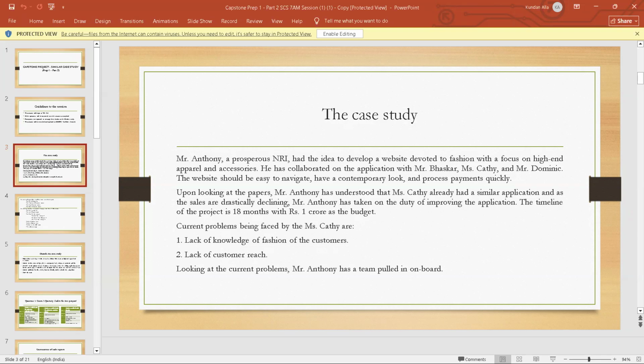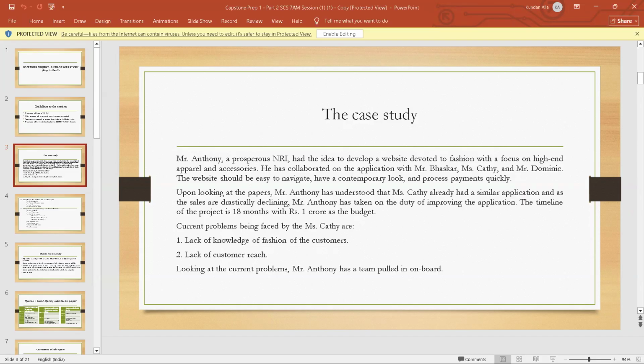Upon looking at the papers, Mr. Anthony has understood that Miss Kathy already had a similar application, and as the sales are drastically declining, Mr. Anthony had taken on the duty of improving the application. The timeline of the project is 18 months with 1 crore as a budget.